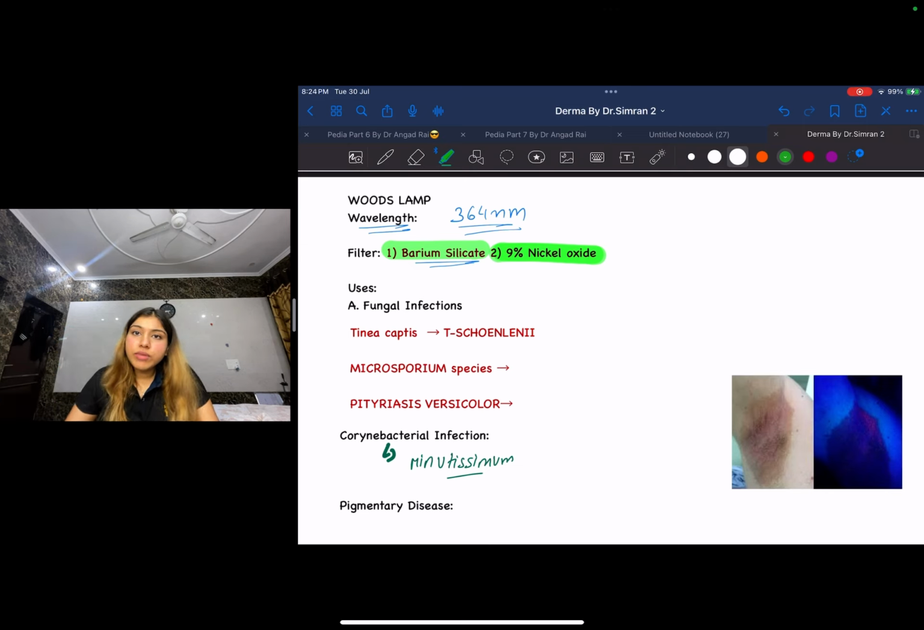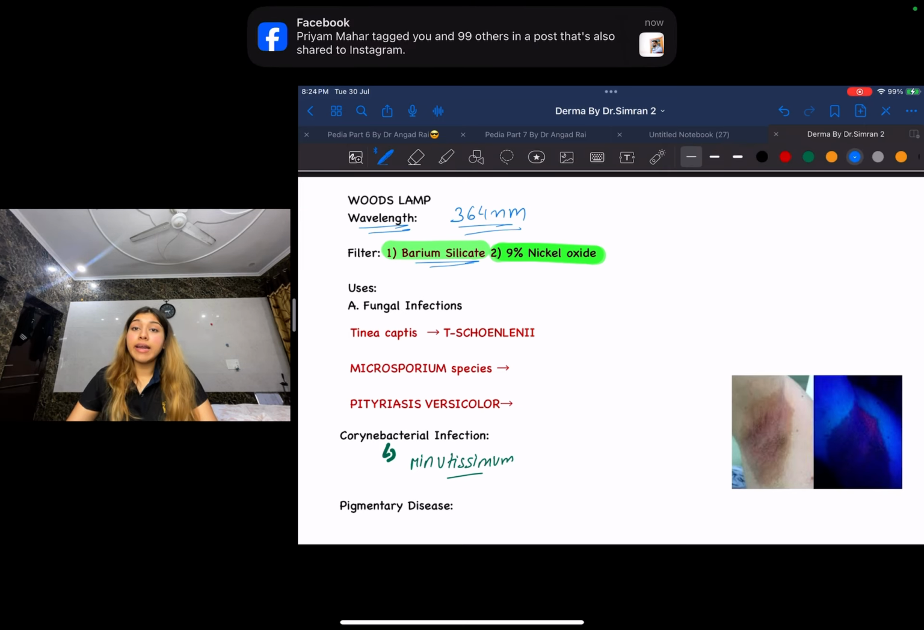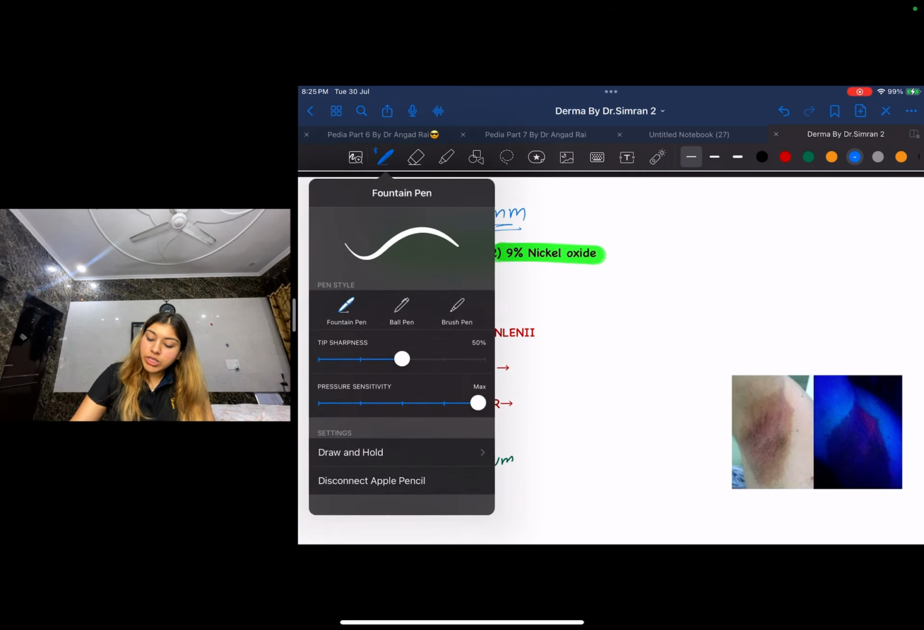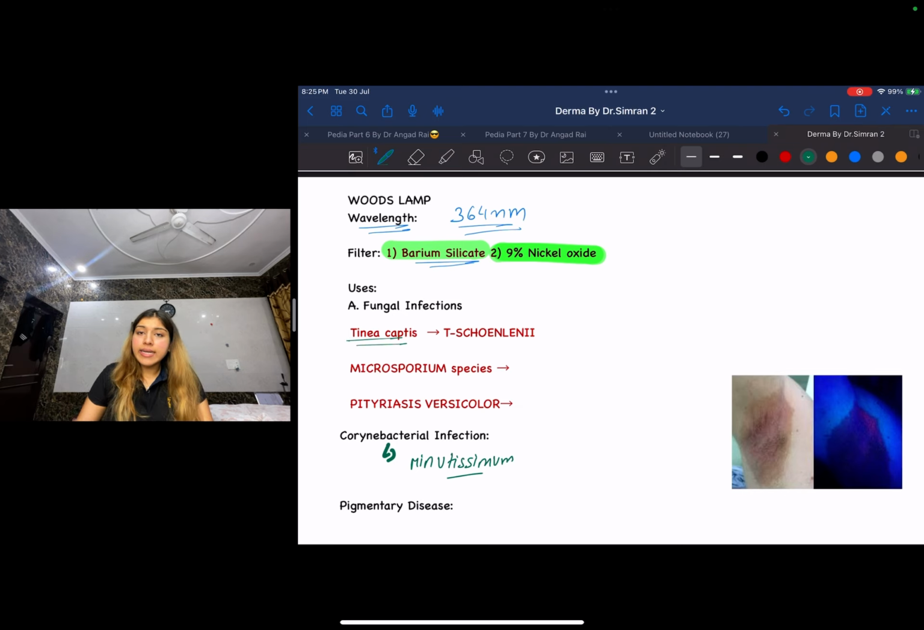Now what is the use of this Wood's lamp? Why am I learning about this? Because guys, it is used in fungal infections, bacterial infections, and some pigmentary diseases as well. Let us look into it. Now in fungal infections, if I see for tinea capitis, a fungal infection of your scalp or your hair, there is this organism called Trichophyton schoenleinii. On my Wood's lamp, it will give me a dull blue appearance.